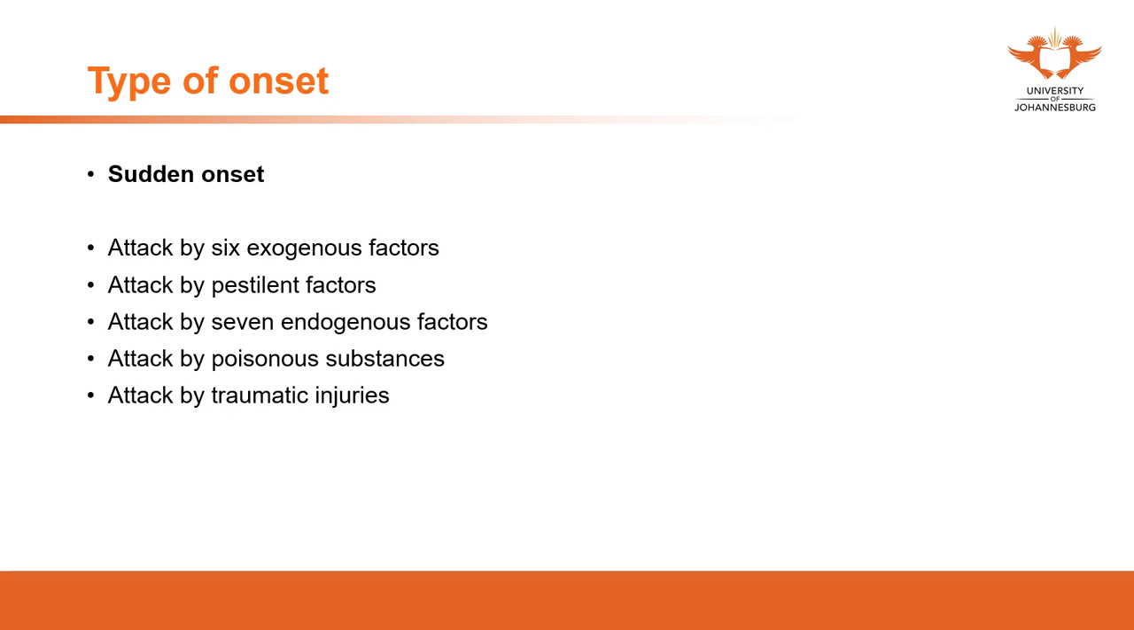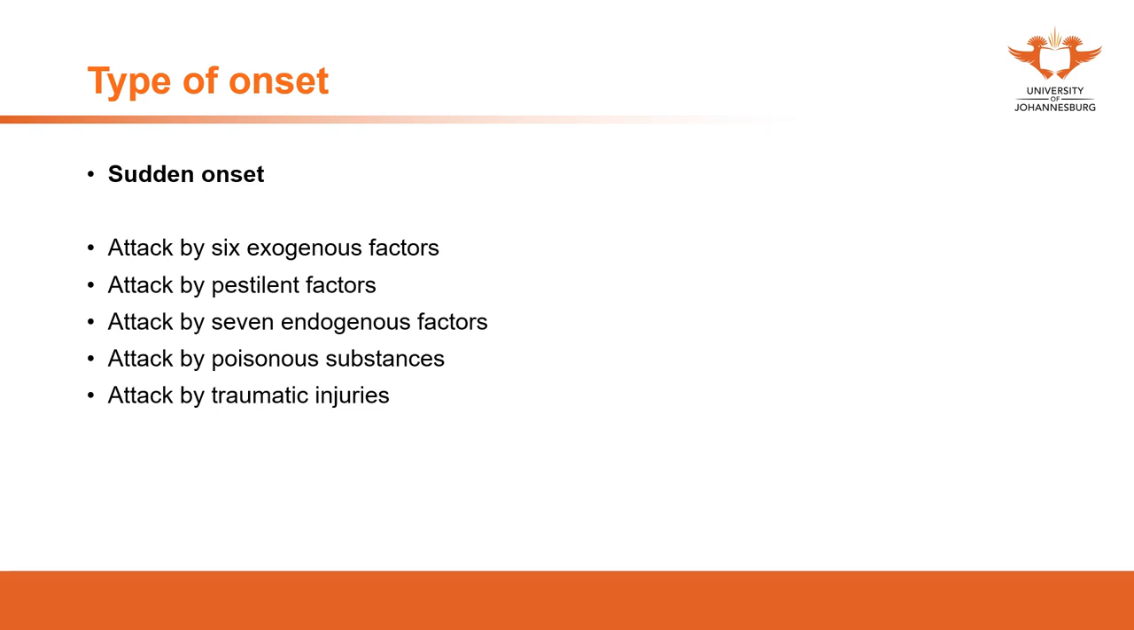The endogenous factors, which means the seven endogenous factors, are actually the emotions. Such as you can see even from TV, from the movies, someone is very angry, and then all of a sudden they feel chest pain or have a stroke. That can happen in our daily life. The emotion changes sometimes will affect the disease, will cause the onset of certain diseases, especially heart attack due to anger, due to emotion changes. That also can have sudden onset. That happens immediately.